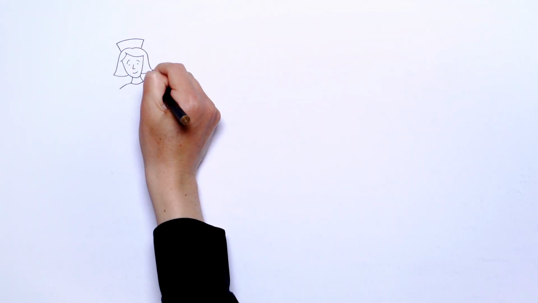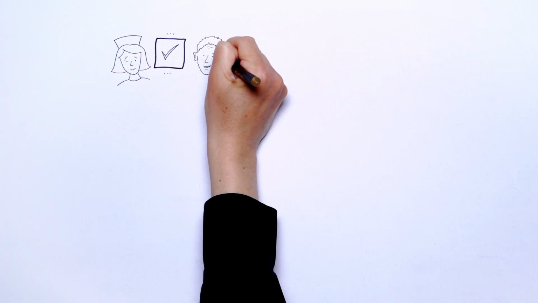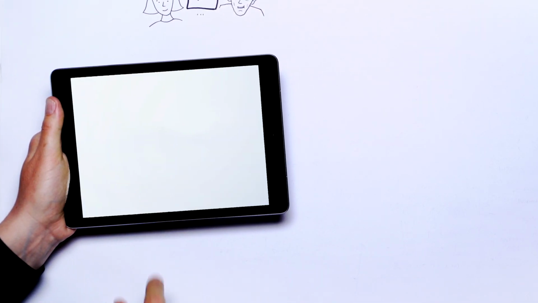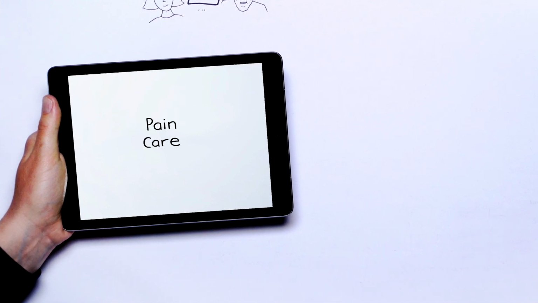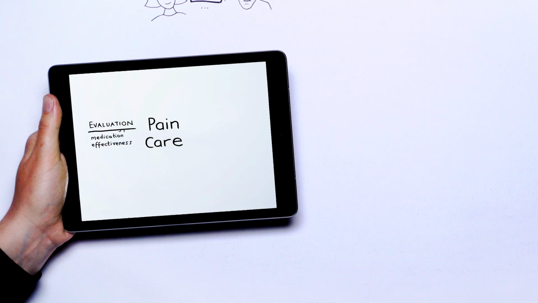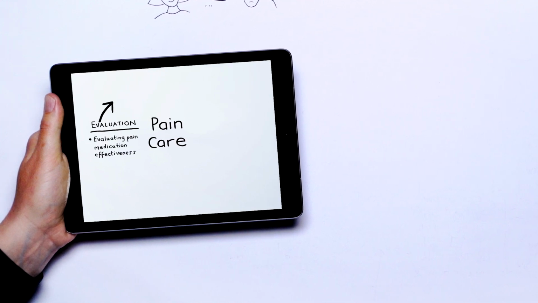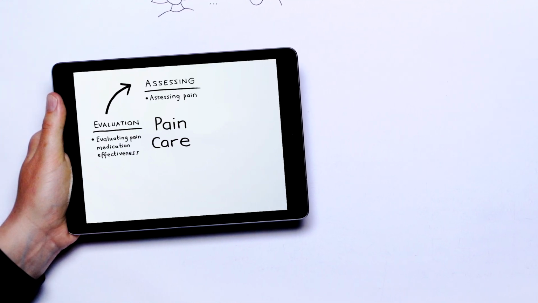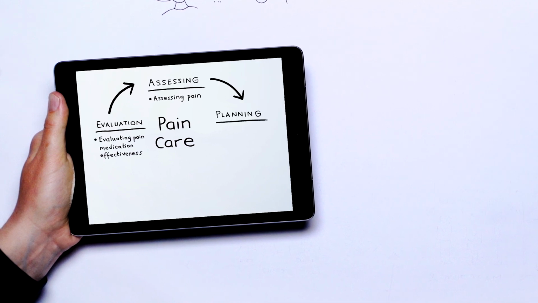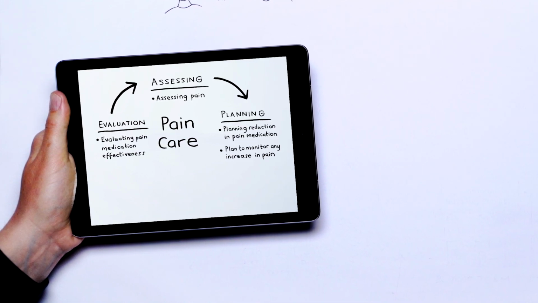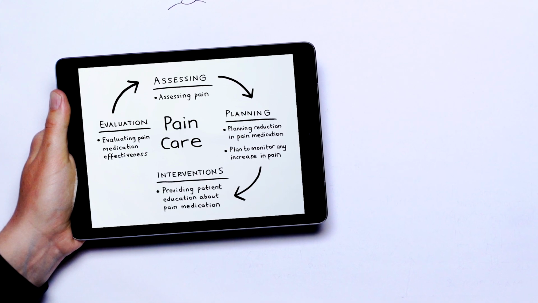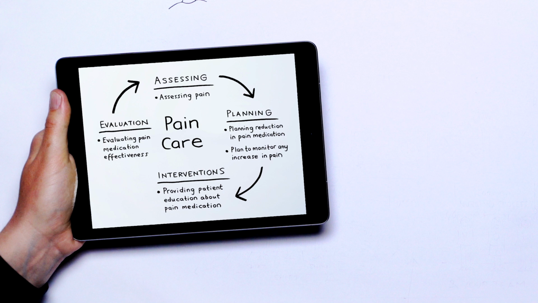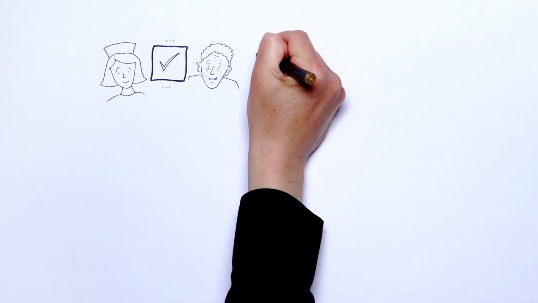In this very small but important interaction, Nurse Kate followed the nursing process for Bob. Let's take a look at what happened in a bit more detail, starting with Bob's pain. Firstly, Nurse Kate evaluated the pain medication effectiveness that he's been given over the last few days by assessing Bob's pain. She then planned to reduce his pain medication and keep monitoring his pain. And finally, she provided an intervention by educating Bob about his pain, the medication, and the side effects.